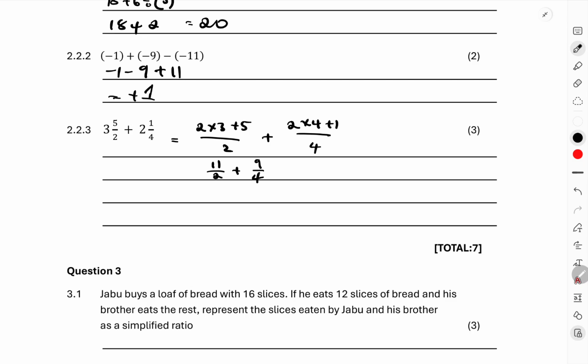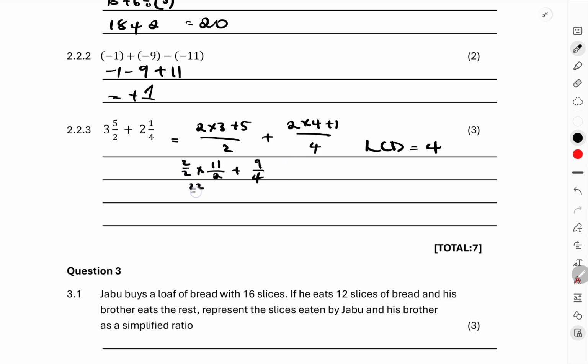9 over 4, right? So here the lowest common denominator is a 2. This part, the lowest common denominator is a 2. And that part, the denominator is a 4. Therefore, the lowest common denominator has to become a 4. So here, since I have a denominator of 2, it means I can multiply both sides by a 2. Then here I'll have multiplied by a 1. Nothing would change as well.